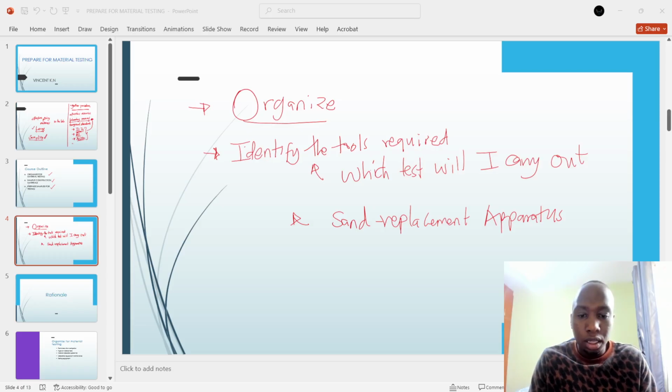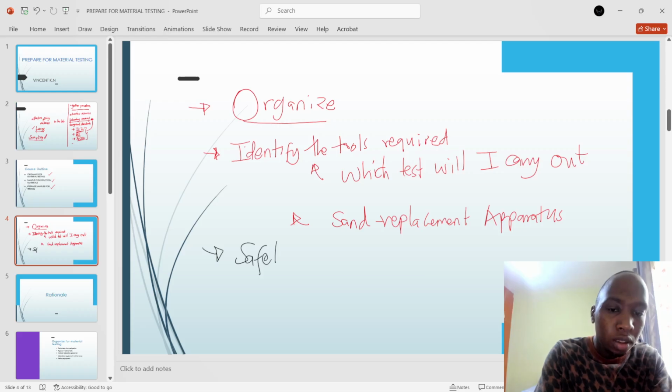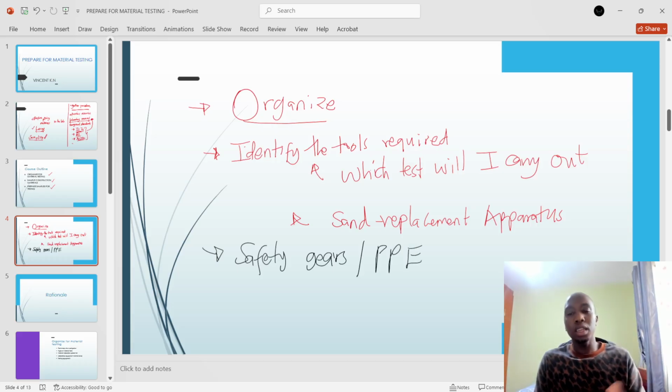Safe precautions like wearing PPEs to ensure the testing environment is safe. Very good, Tony. It is important to identify and to know the safety gears or personal protective equipments that you will need.